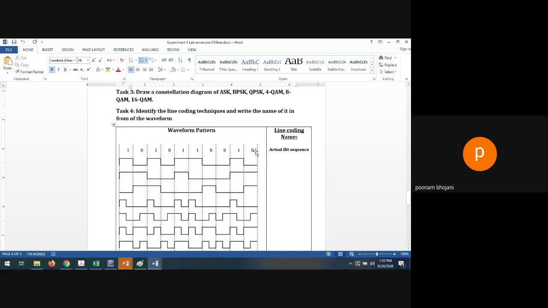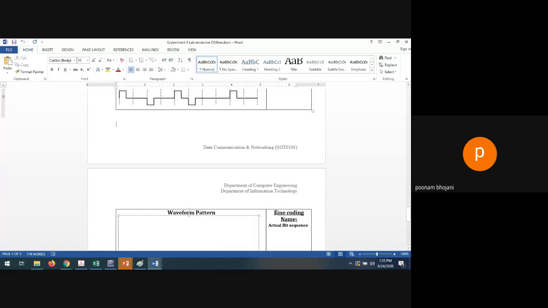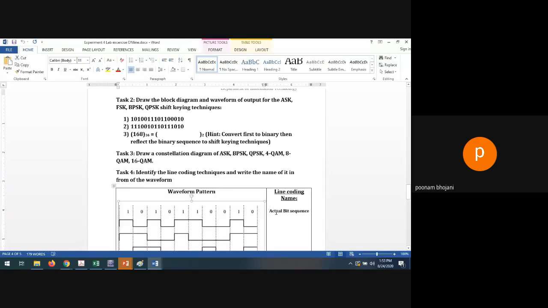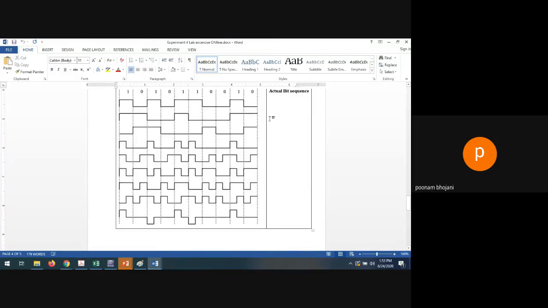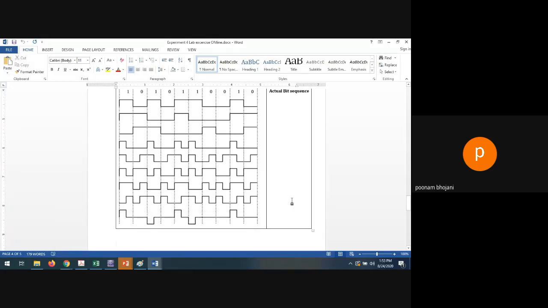This is the actual bit sequence. You have to write that. This is the unipolar NRZ. Unipolar NRZ technique. Right? So the line coding technique name you have to write by looking at the waveform. So whatever waveforms are given here, by looking at the waveform, you have to write the name only, the name of the technique. And the name of the technique you can easily find from the PPT. If you look at the waveform, you will easily understand what this technique is. So you have to write the names only.